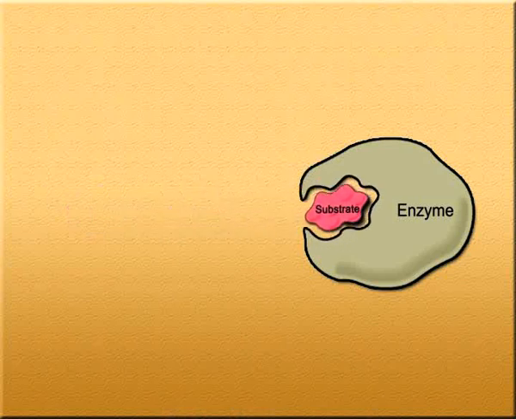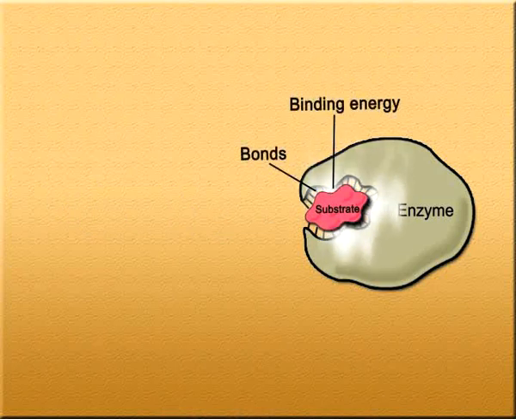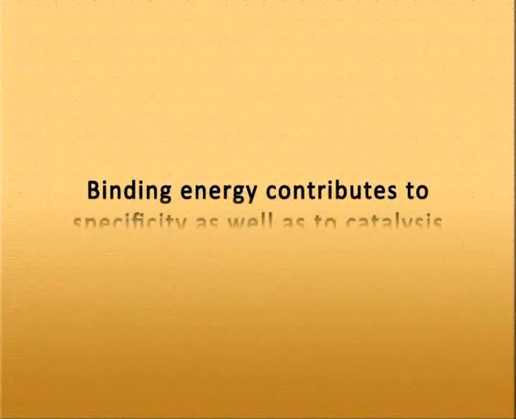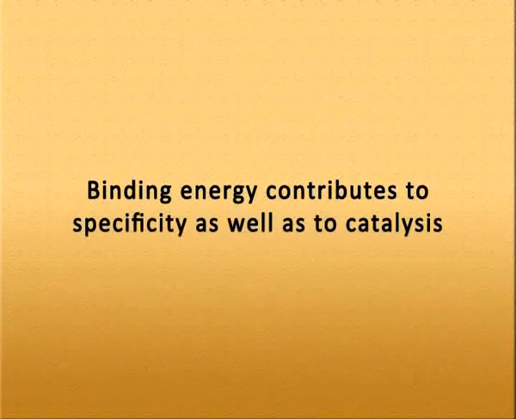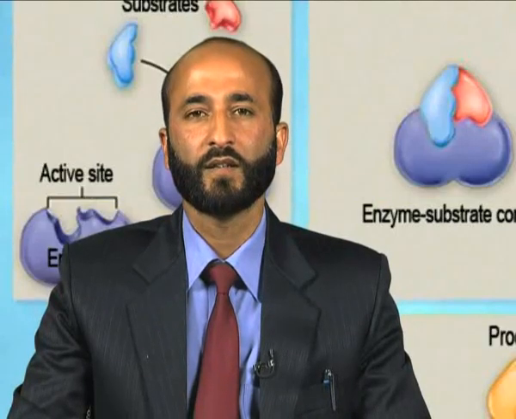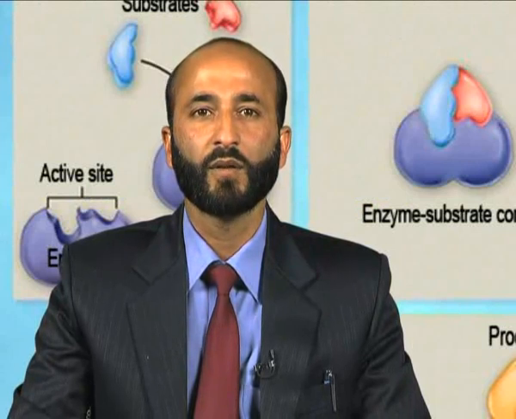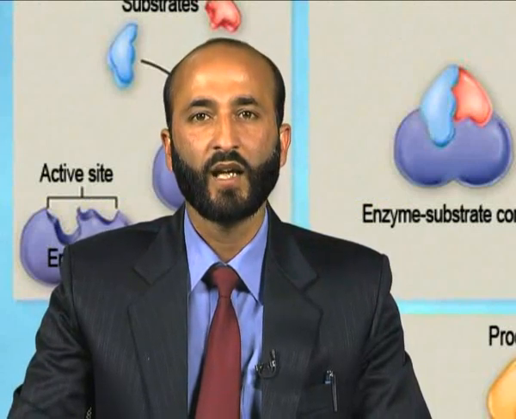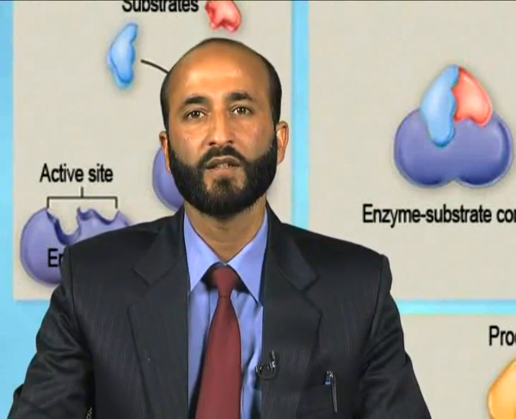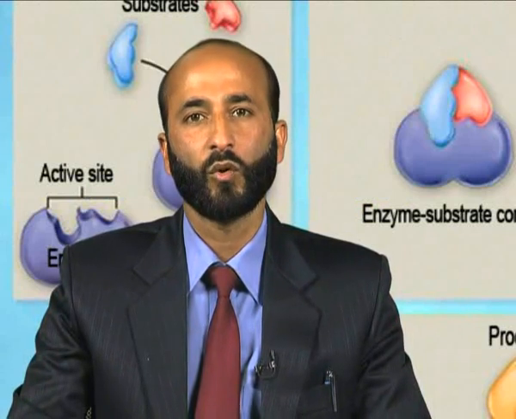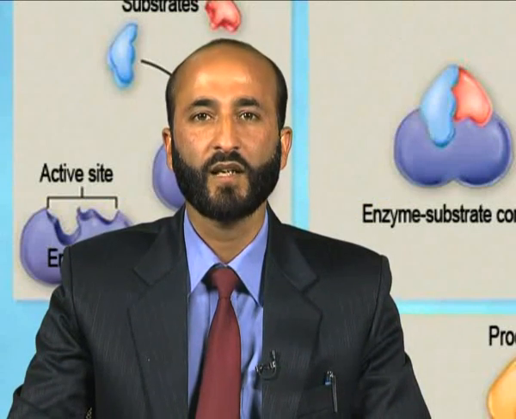These interactions are accompanied by a release of free energy called the binding energy, which is denoted by delta Gb. This binding energy contributes to specificity as well as to the catalysis. Much of the catalytic power of enzymes is ultimately derived from this binding energy, as it is a major source of free energy used by enzymes to lower the activation energies of reactions.